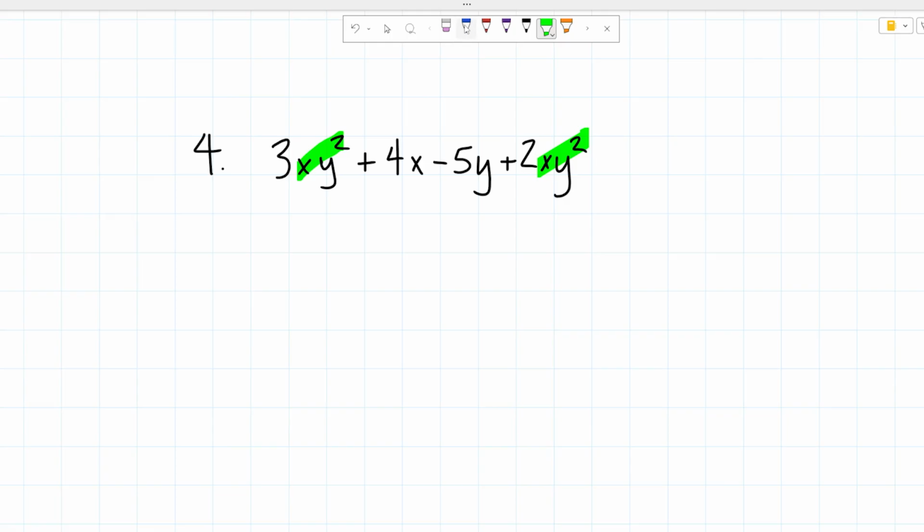So what are we going to do with those? Well, we have positive 2 here, positive 3 here. So 3 plus 2 is going to be 5xy squared. Again, this just stays the same.